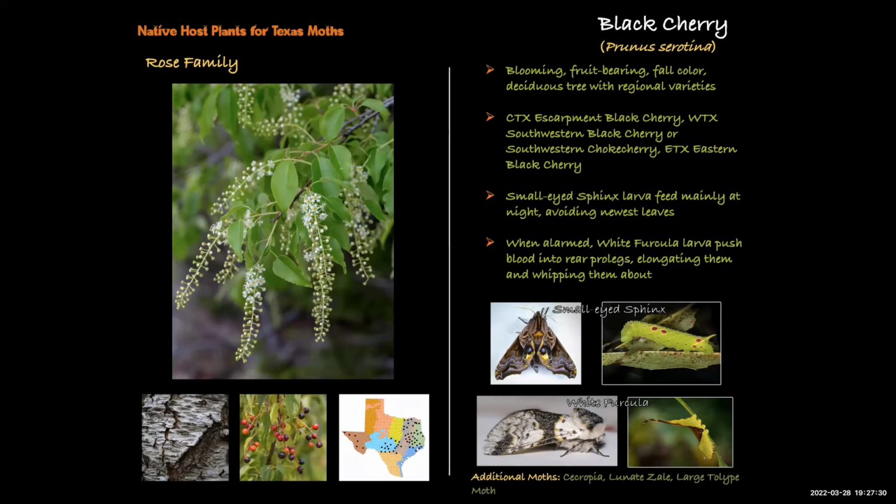The small-eyed sphinx is one of the moths that uses this tree, and it feeds mainly at night, and it avoids the newest leaves. That's kind of unusual. Most caterpillars prefer fresh leaves or flower buds.